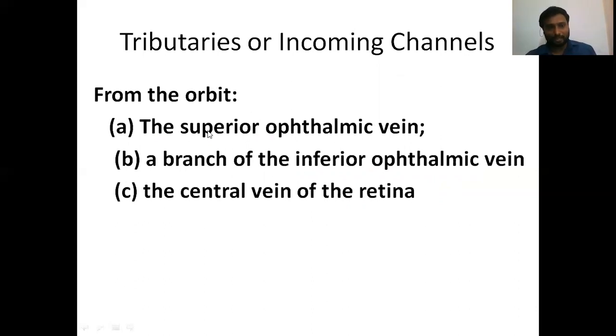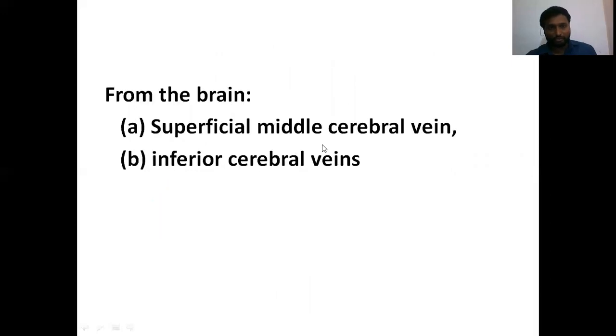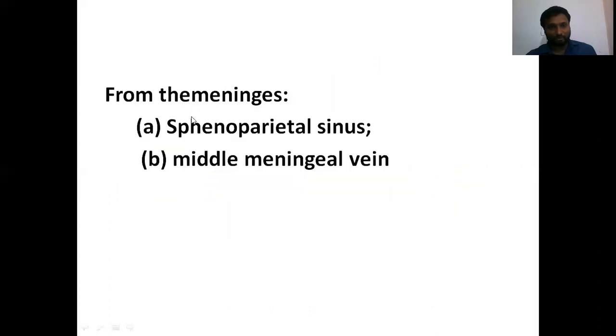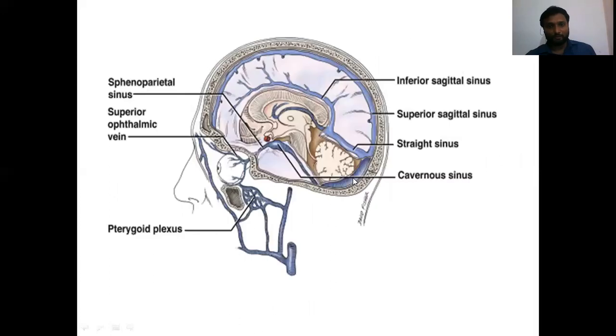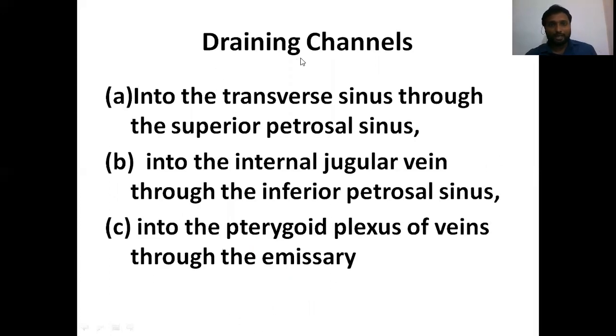From the orbit, three veins are there: the superior ophthalmic vein, the inferior ophthalmic vein, and the central vein of the retina. From the brain, we have two veins: the superficial middle cerebral vein and the inferior cerebral vein. And from the meninges, two veins: the sphenoparietal sinus and the middle meningeal vein. Okay, then what are the draining channels?